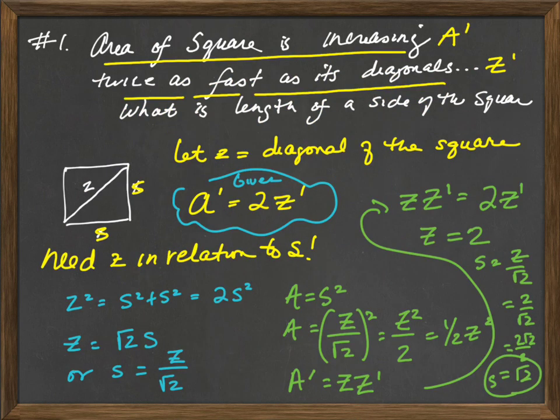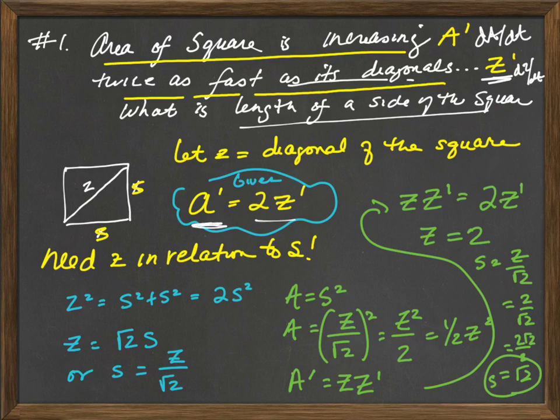So let's look at the first one. The area of a square is increasing, so this is dA/dt, really, right? dA/dt, or A prime, twice as fast as its diagonals. So let's call a diagonal z, so the rate with which the diagonal is increasing would be z prime, or dz/dt. So what's the length of the side of the square when that's true? So we're given that A prime is equal to 2z prime.